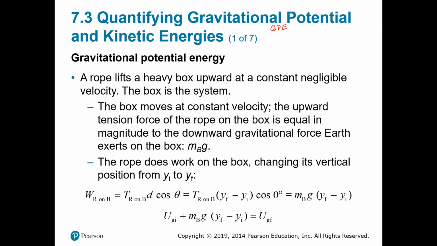So the idea behind gravitational potential energy is that this is the energy that's stored based on an object's position in a gravitational field. So if we have a rope that's attached to a really heavy box, and that is lifting the box from where it starts to some new height up at a constant velocity. So our box is going, well, up, right?